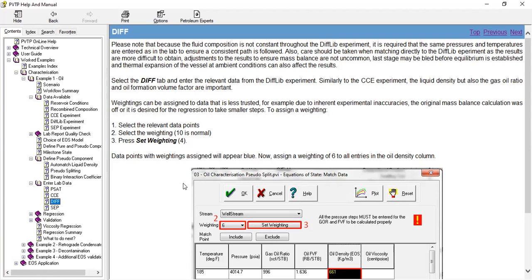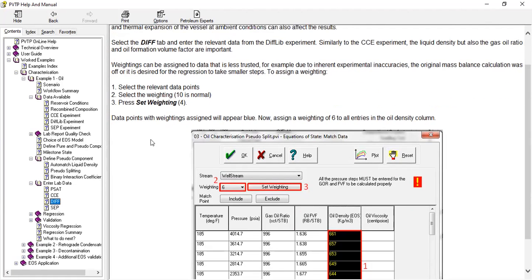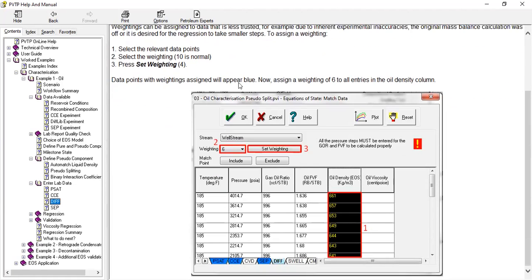To assign weighting, select the relevant data points, select the weighting, 10 is normal, press set weighting. Data points with weightings assigned will appear blue. Okay, now assign a weighting of 6 to all entries in the oil density column.